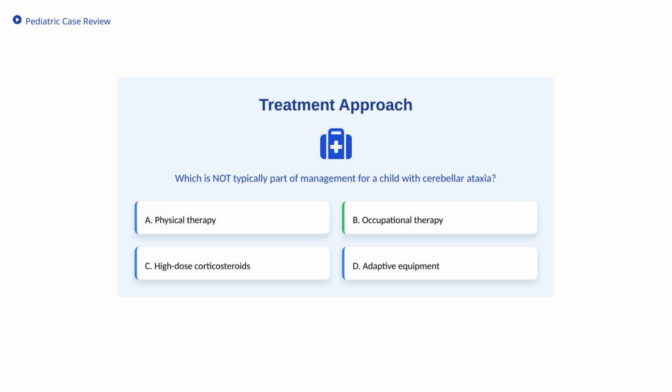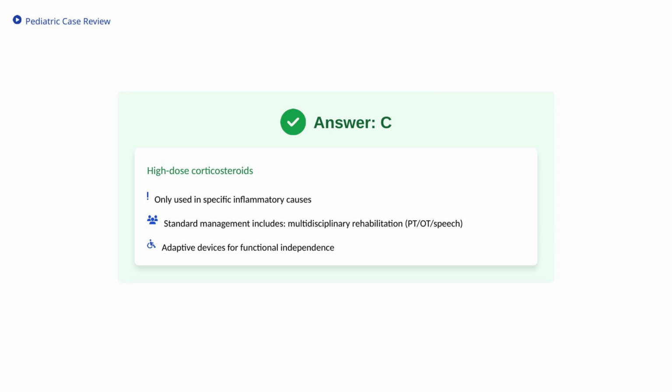Regarding treatment approaches for children with cerebellar ataxia, which of the following is not typically part of the standard management? Is it A. Physical therapy, B. Occupational therapy, C. High-dose corticosteroids, or D. Adaptive equipment? The correct answer is C. High-dose corticosteroids are not part of standard management for all cerebellar ataxia cases. They are only used in specific scenarios, such as inflammatory or immune-mediated causes.